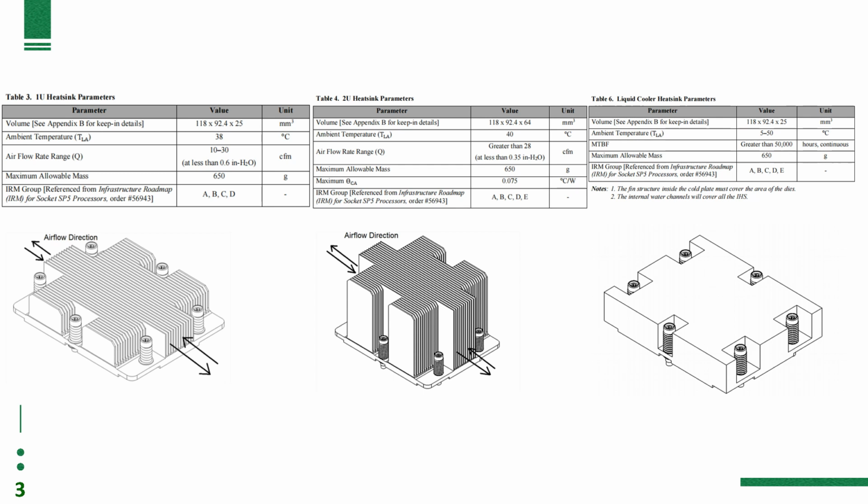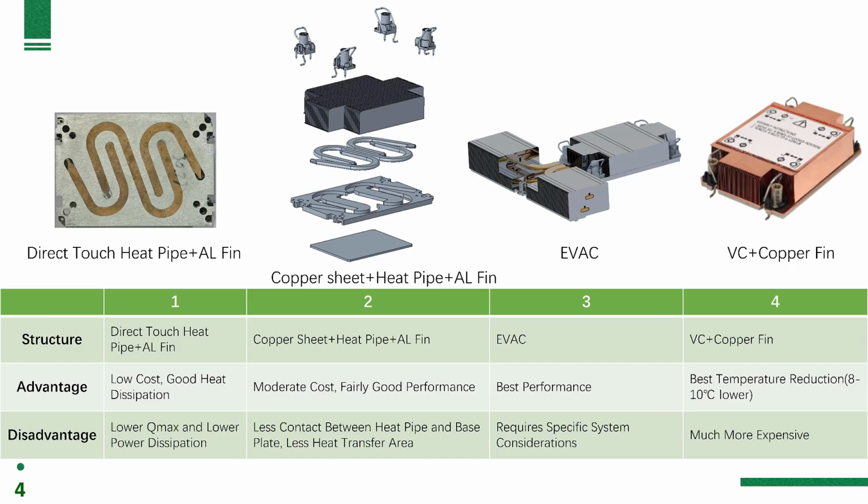When the performance of the heatsink is excellent, the dependency on system fans is correspondingly reduced. This allows for cost savings in fan selection and enables the heatsink to be compatible with a wider range of systems. Here we present 4 typical 1U heat sink design solutions.